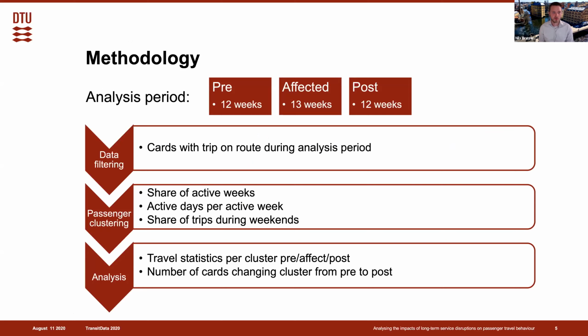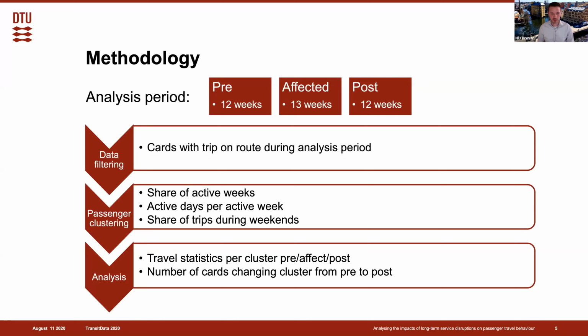And then we filter the data that is relevant, and our main idea here was then to cluster the cards, so the passengers, by their travel behavior in the pre-phase. And we do that using k-means clustering, using the share of active weeks that those users had, and then the active days per active week, and the share of trips that has been made during weekends to describe the characteristics of the travelers, quite simple. And this segmentation into clusters allows us then to understand the effects on different groups of passengers that this closure had.